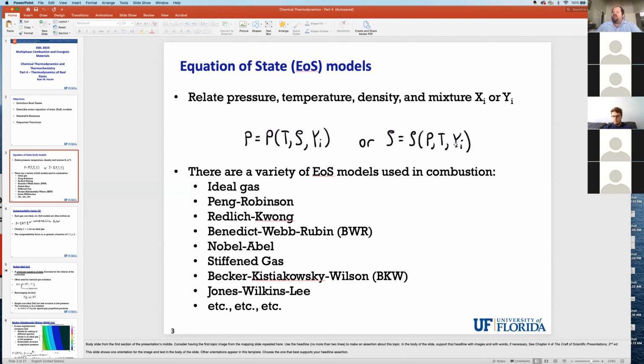There are a wide variety of these models that are used in combustion: ideal gas, Peng-Robinson for supercritical conditions, and all sorts of equations of state. Benedict-Webb-Rubin is a very complicated equation of state model, and it is one of the models used to make the thermotables in the back of your book. I'm going to go over some of these in detail, but not all of them.